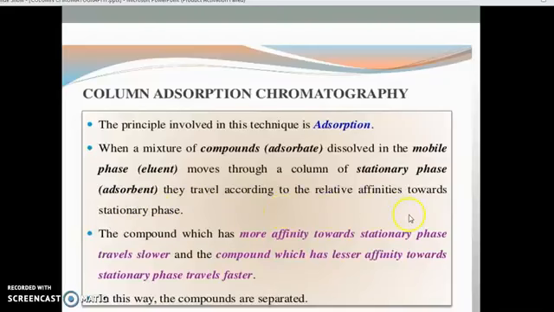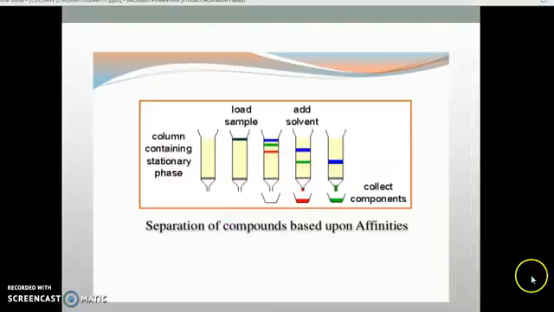The travel speed differs comparatively from one compound to another. This difference depends on which type of affinity they have towards the stationary phase. If the affinity is more, they travel very slowly. If it is less, they travel very fast, and in this way they can be separated out by elution one by one.